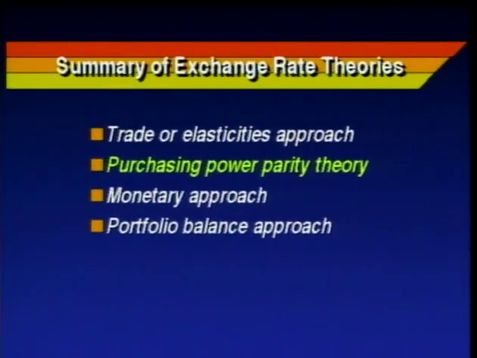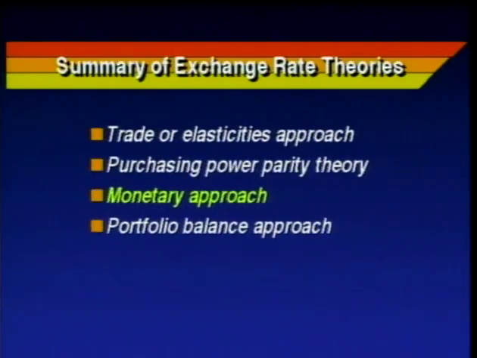A second theory that explains the movements in exchange rates is the purchasing power parity theory. It's a bit of a mouthful, but essentially it relates changes in the exchange rate to changes in prices. So to use an example, if inflation is growing at 4% in the US and only 2% in Germany, this theory tells us that the dollar will depreciate by the difference of those two. So 4% inflation in the US and 2% in Germany would lead to a depreciation of the dollar of 2%, which is the difference between the two inflation rates.